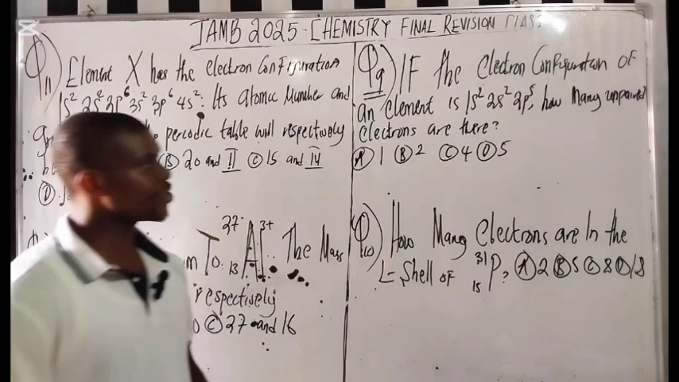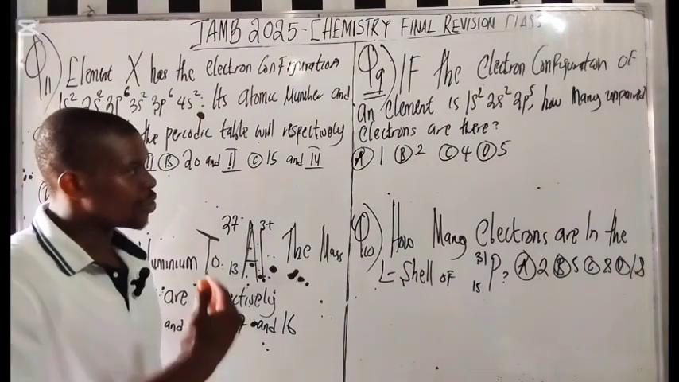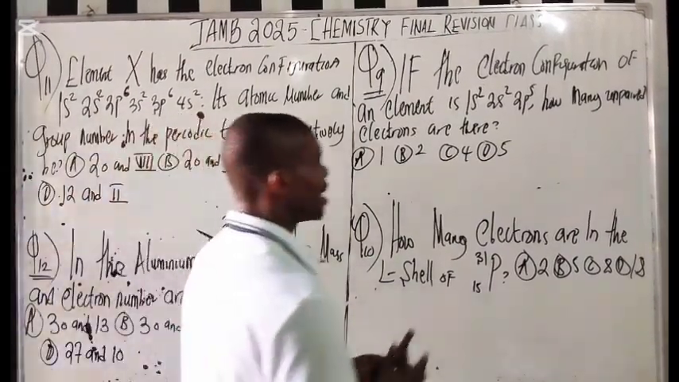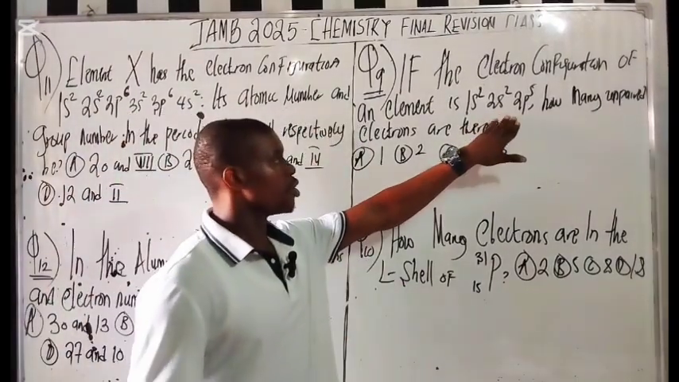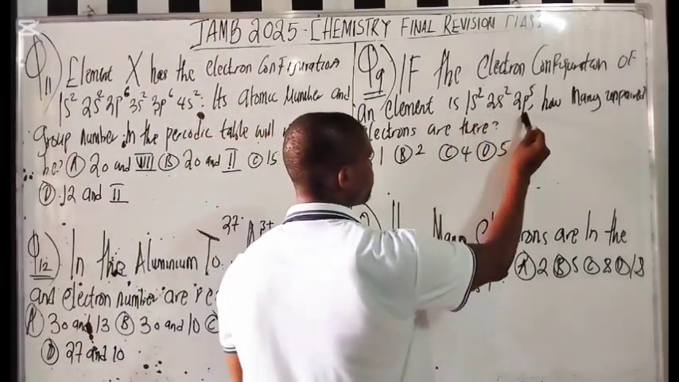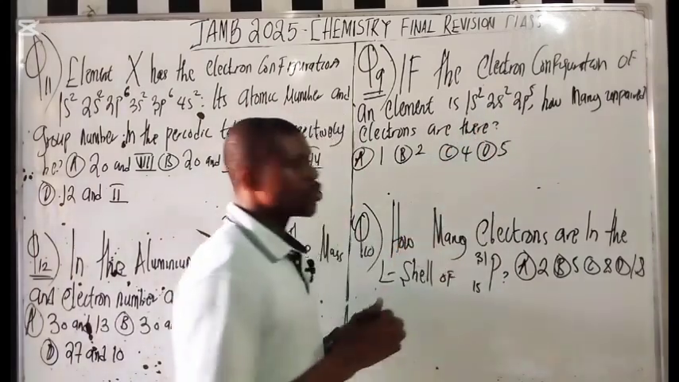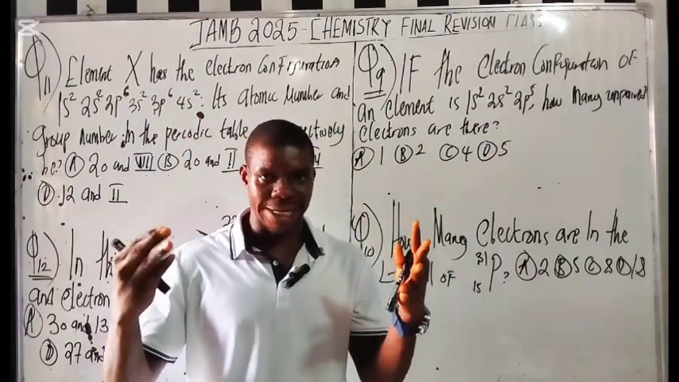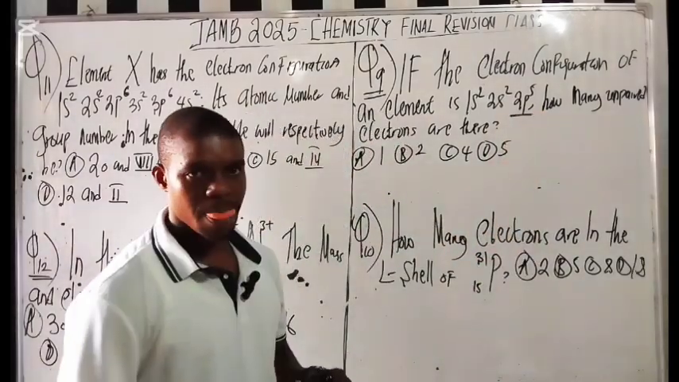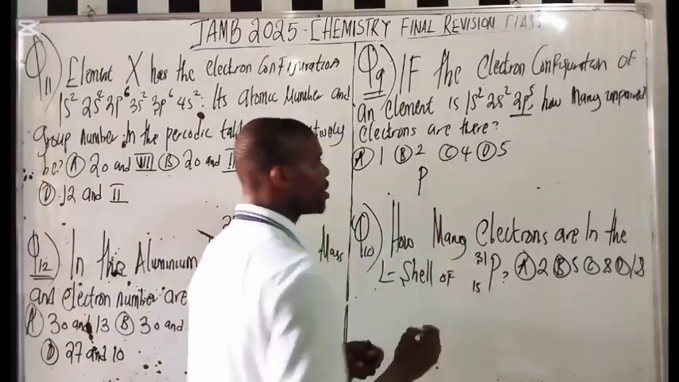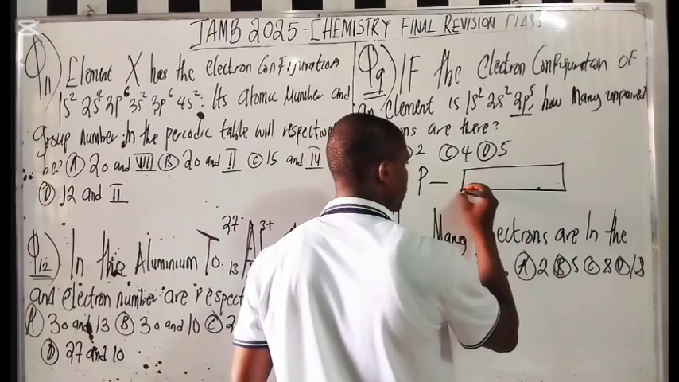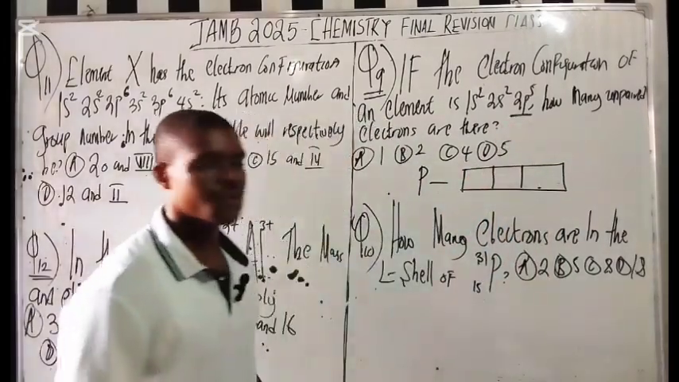If the electron configuration of an element is 1s2, 2s2, 2p5, how many unpaired electrons are there? Now let me explain to you. When I see something like this, you take the last one, because we have 1s, 2s, and 2p. We have the inner electrons and the outermost electrons. Now you're looking at the 2p, and you're looking at p. Remember, p has how many suborbitals? 3 suborbitals, which is like this.